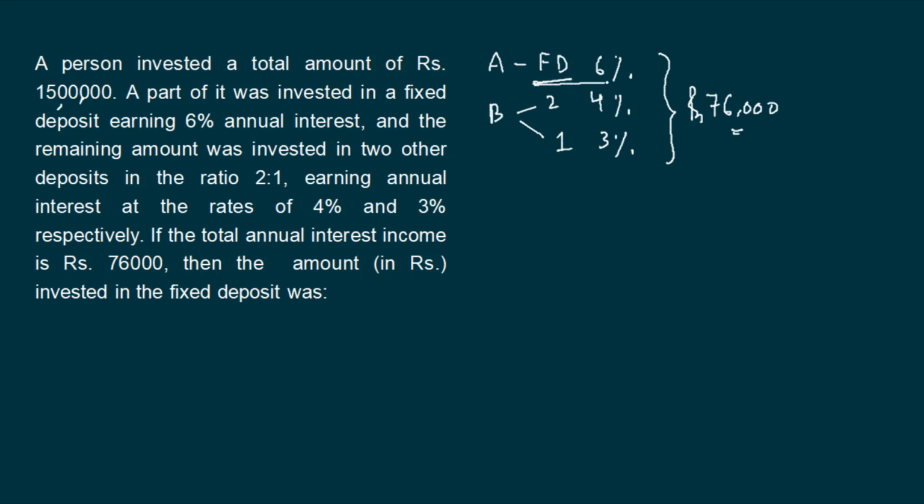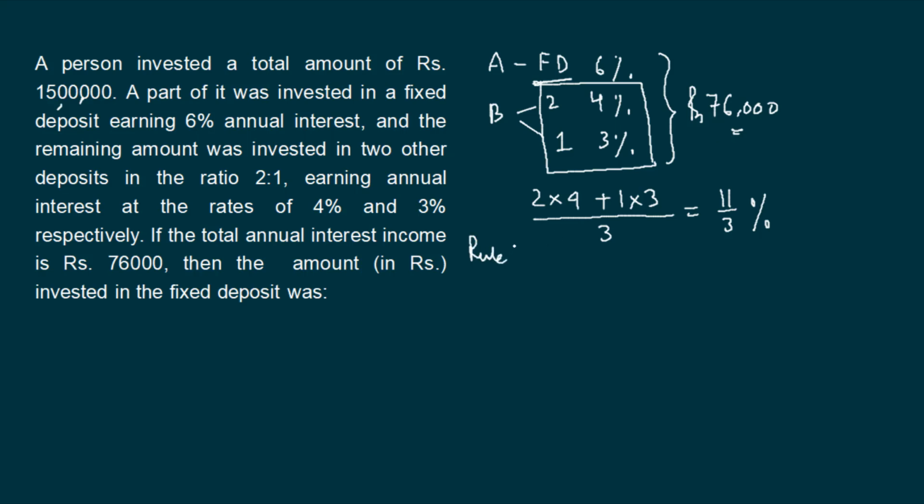Can I find the weighted return from the investment of part B? That should be 2 into 4 plus 1 into 3, by 2 plus 1 is 3. 8 plus 3 is 11 by 3. So the weighted return from part B should be 11 by 3%, and the return from part A is 6%. Now the overall return is 76,000. So I can use rule 6 here, alligation.